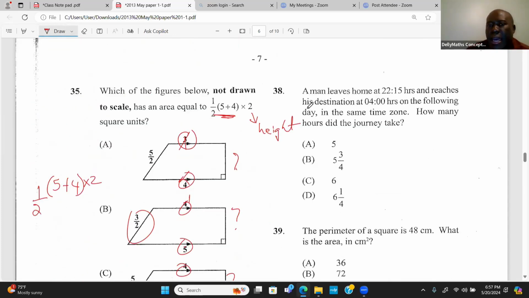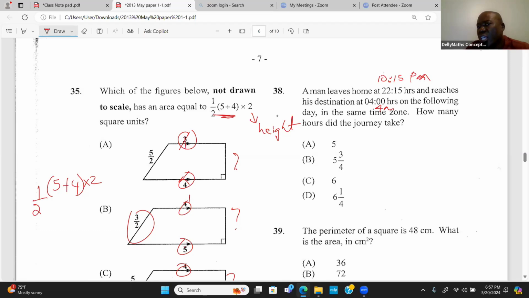38. A man leaves home at 22:15, this is 10:15 p.m., and reaches his destination at 4, this is 4 a.m. Right? How many hours did he journey?